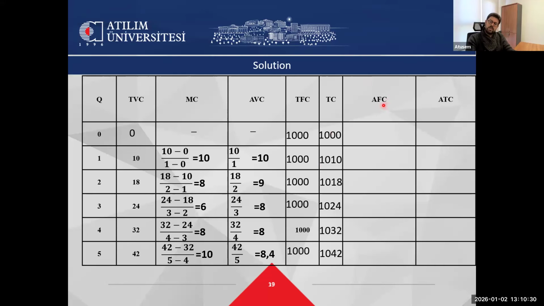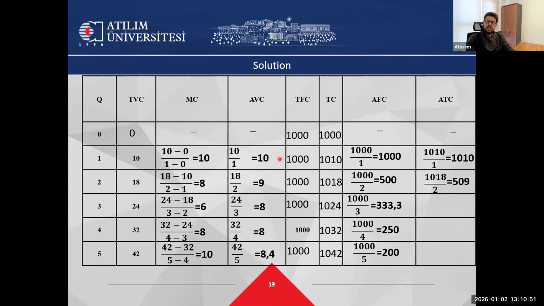Average fixed cost is total fixed cost divided by quantity: undefined, 1000 divided by 1, 1000 divided by 2, it's going to go like that. And average total cost is total cost divided by quantity. 1000 divided by 0, 1010 divided by 1, it's going to go like that. Okay.